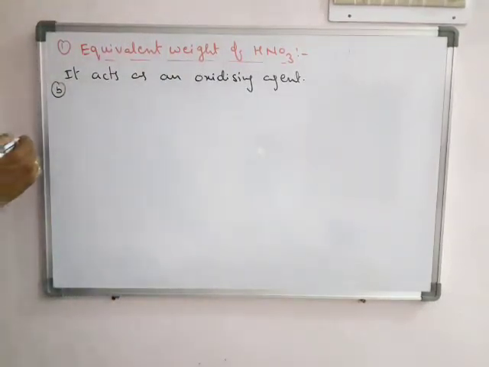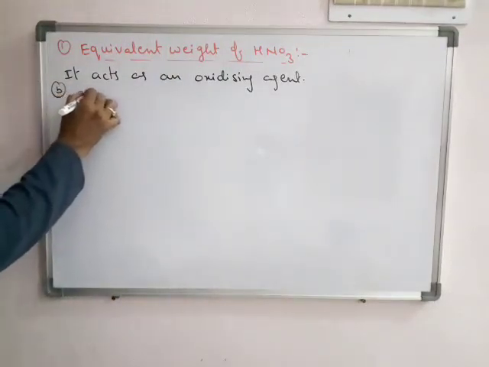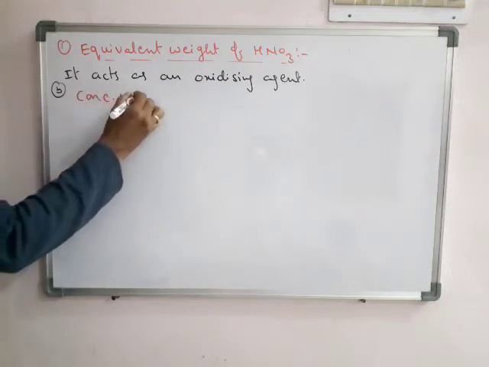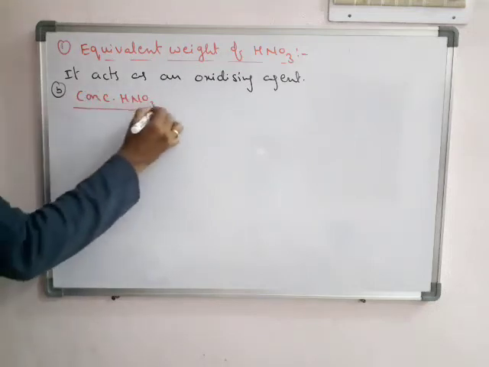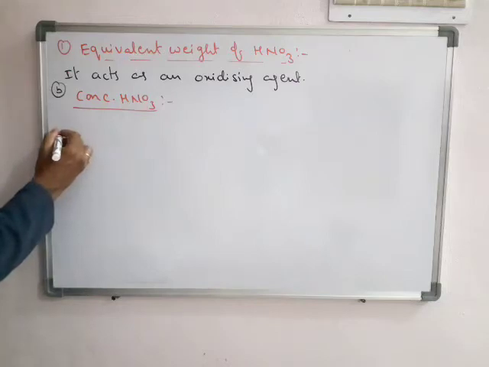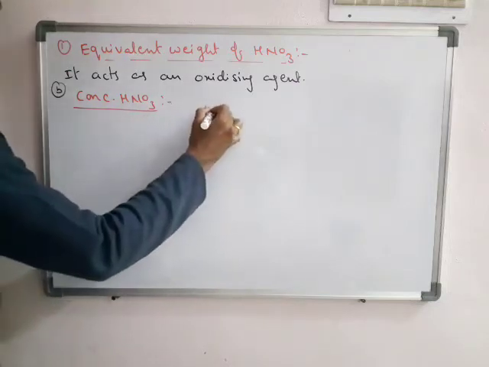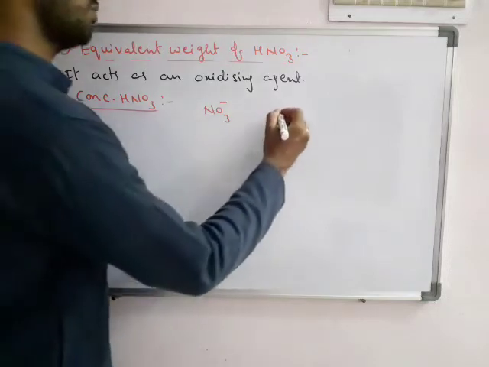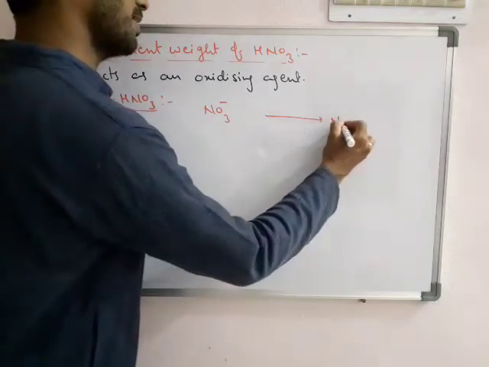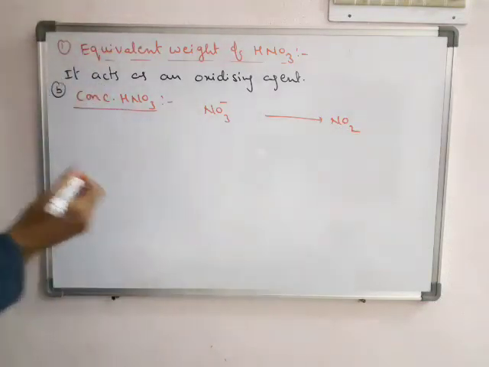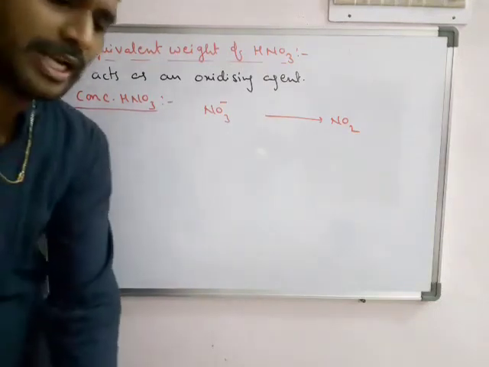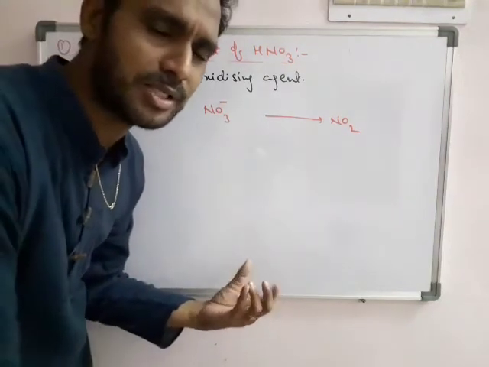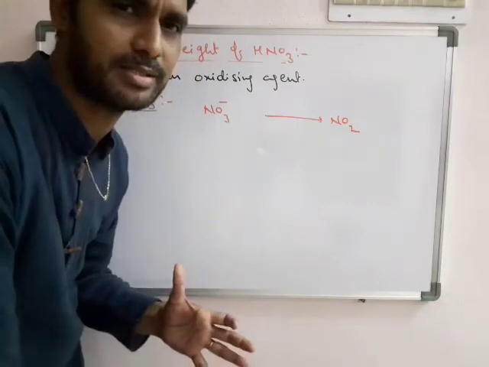So for example, if you see concentrated HNO3, what is the equivalent weight? If you use concentrated HNO3, it is observed that the NO3 minus changes to nitrogen dioxide. How do you know? It is observed in different reactions and it is given. We need to remember this.